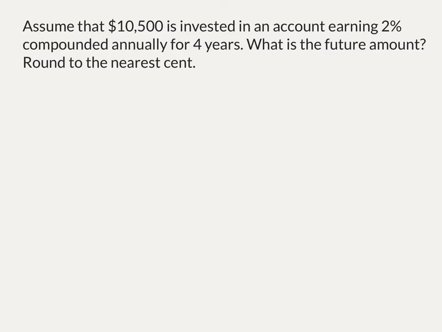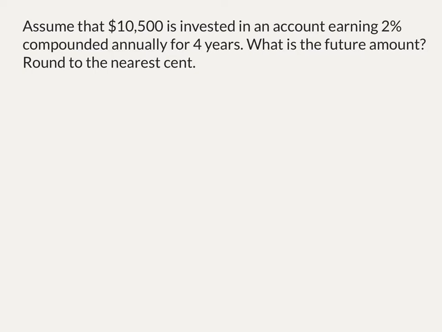To solve this problem, we're going to first identify the number of times the investment is compounded a year and multiply it by the number of years the investment will stay in the account. This problem tells us that we are compounding annually, so that means that we're compounding one time a year. And we're doing this for 4 years. So that means that we'll have 4 compounding periods.